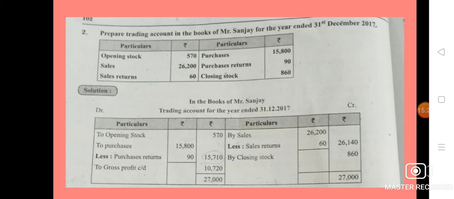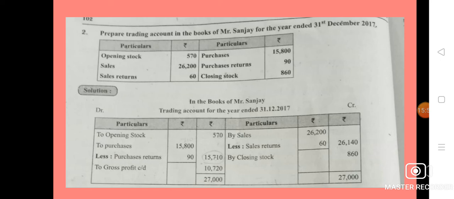Then sales will be showing in the credit side of the trading account. So on the credit side, at the start we mention 'By'. So by sales 26,200 will be entered into the inner column. Why? Because an adjustment is given, sales return. Sales returns, so we have to subtract sales return from sales, and then we get the total sales value.